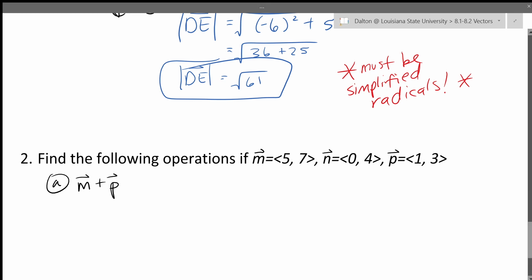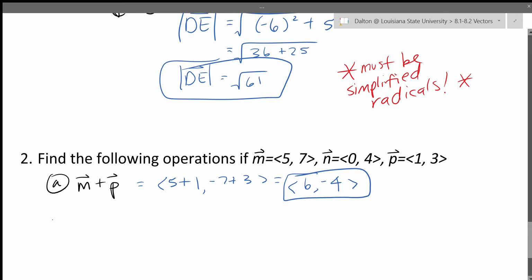So this will look like the x coordinate for m is 5, plus the x coordinate for p is 1, and then negative 7 plus 3 are the y coordinates, giving us the sum of 6, negative 4. So if I add vector m and vector p, I get this vector represented by 6, negative 4.